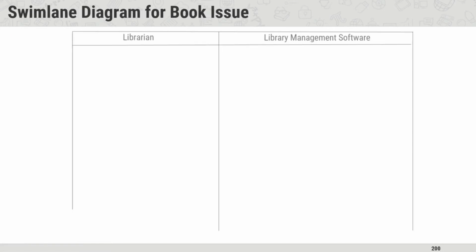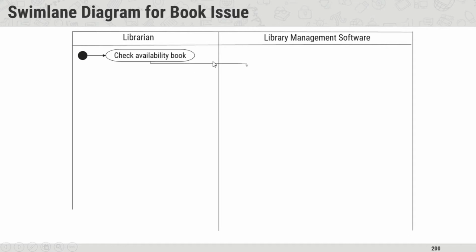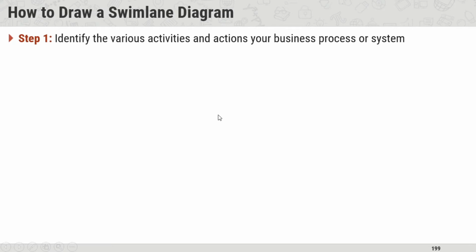So what is a swim lane? This is a swim lane for the librarian, and these are the activities performed between these two actors. This other actor is the library management system. What activities are performed by each can be shown this way. So how will we proceed for this swim lane diagram?